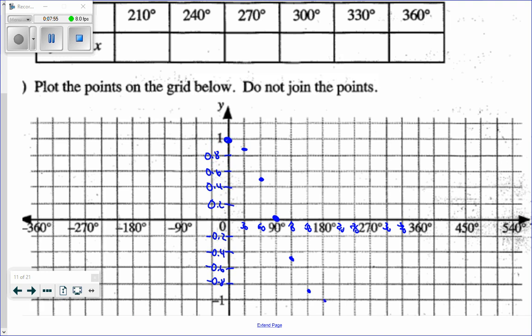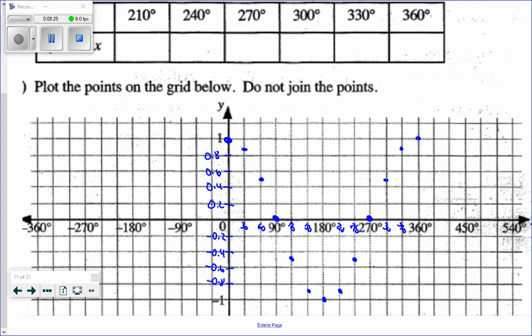And 180 will be negative 1. Now I'm going to repeat again. 210 will be negative 0.9. 240 will be negative 0.5. 270 will be 0. Last repeat. 0.5, 0.9. At 360, you'll be at positive 1.